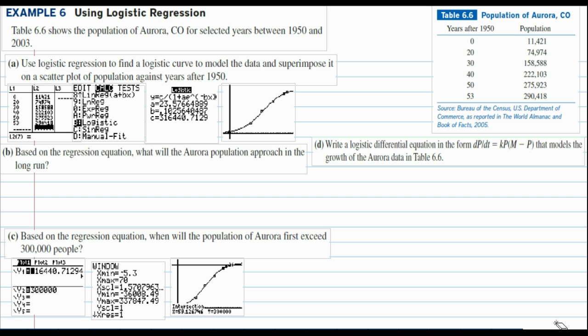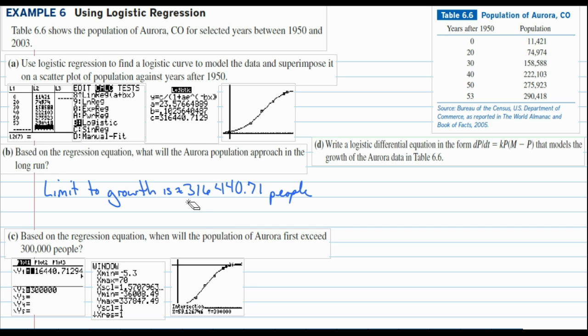So now in example 6, we're going to see how that comes in handy. Table 6.6 shows the population of Aurora, Colorado for selected years between 1950 and 2003. Use logistic regression to find the logistic curve to model the data and superimpose it on a scatter plot of population against years after 1950. So the years after 1950, I put in L1, and then population I put into L2. I did a logistic regression and got this, plotted that into Y1 along with the data points, and there is my logistic growth equation. Now, based on the regression equation, what will the Aurora population approach in the long run? So in other words, what's the maximum carrying capacity or limit to growth?